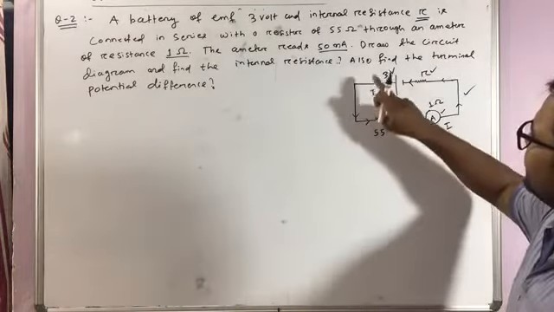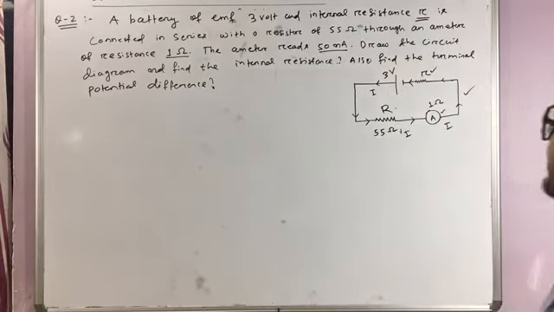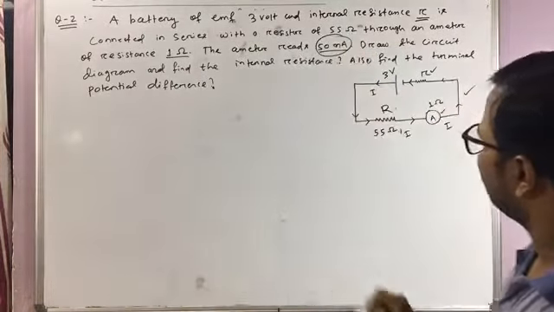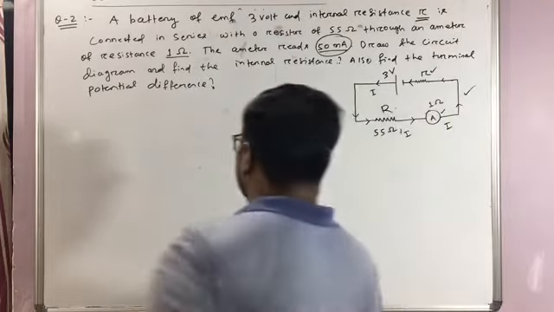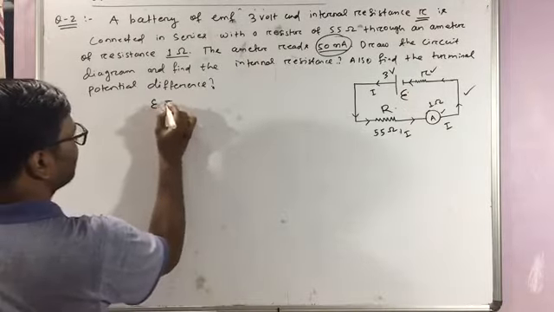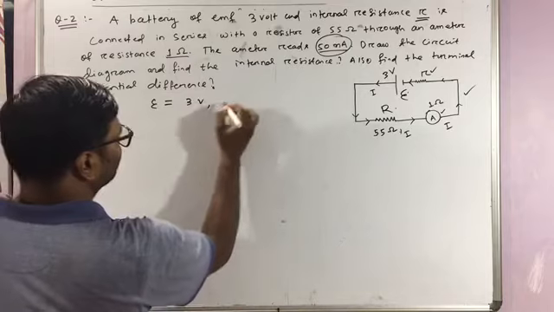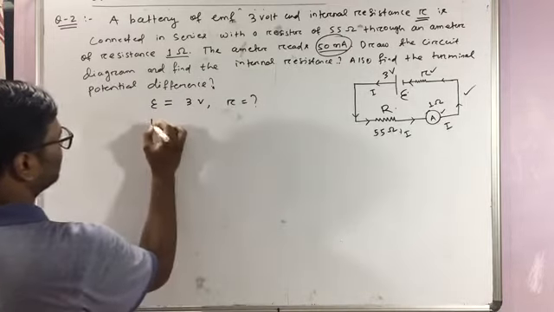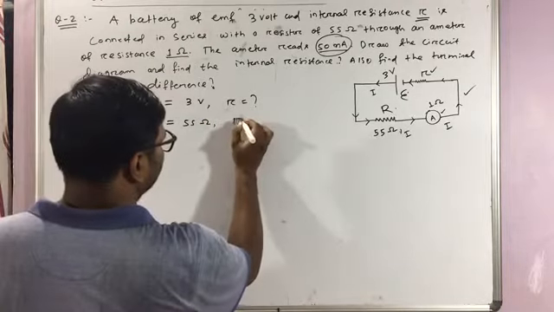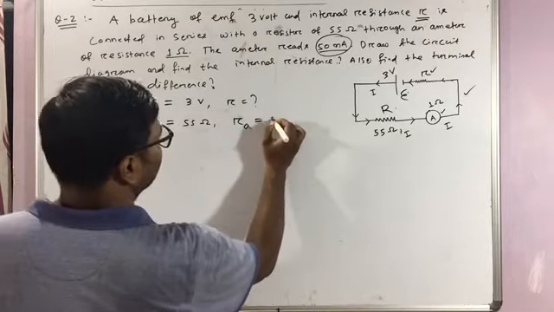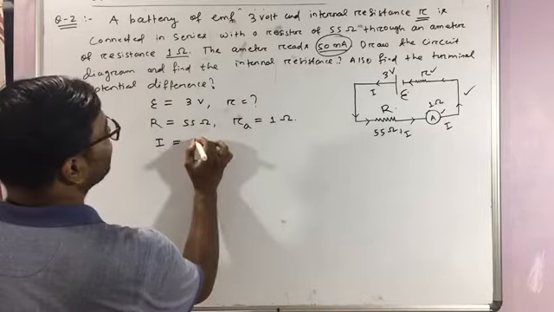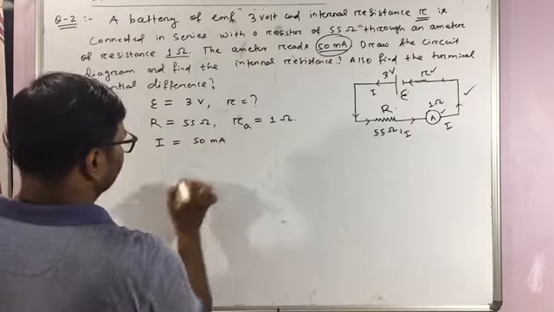Second question is, first one is draw the circuit diagram and find the internal resistance. Ammeter reads 50 milliampere. So from the data, let us write down the data which is provided to us. The EMF, E, is given by 3 volt. Small r, we need to find it out. Capital R is your 55 ohm, and resistance of the ammeter RA is 1 ohm, and the ammeter reading, that is the current in the circuit, is given as 50 milliampere.